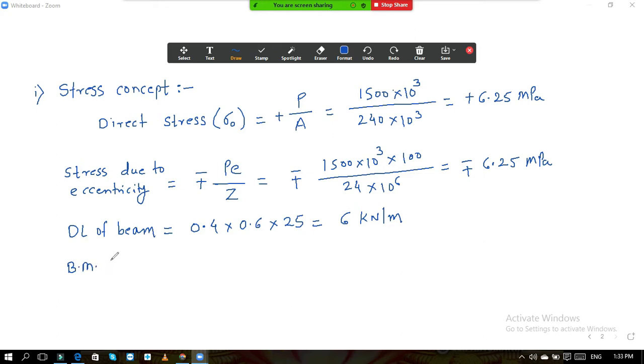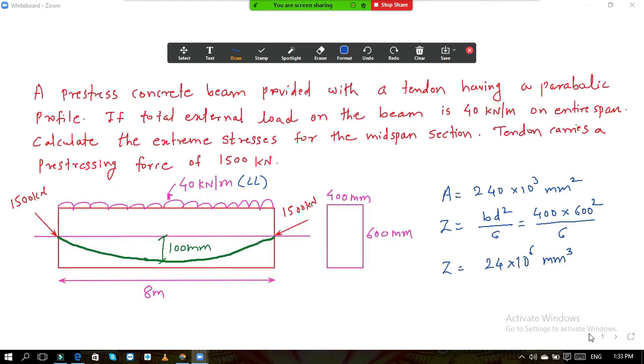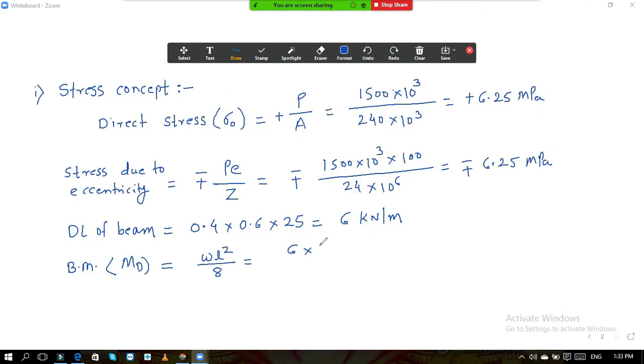So the bending moment due to dead load, that is MD, is WL square divided by 8, which is equal to W is 6 into L square. L is our span. How much span is given? 8. So 6 into 8 square divided by 8. So this 8 will get cancelled. 6 into 8 is 48. So it is 48 kilonewton meter. This is the bending moment due to dead load.